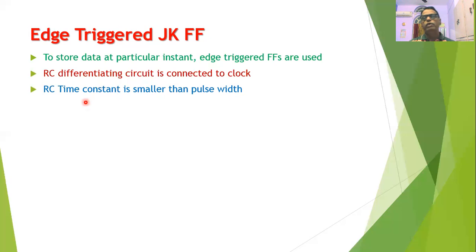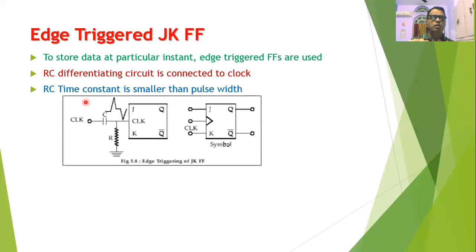Now, whenever we connect the circuit, we need to take care that the RC time constant must be kept smaller than the pulse width. So suppose I have been given a JK flip-flop, and to the clock input, I will connect an RC differentiating circuit where the capacitor C is connected in series with the clock input and resistance R is connected in parallel with the clock input. Now, whenever we apply a square clock pulse, because of this RC differentiating circuit, we will generate two spikes. A positive spike will be generated at the leading edge, and a negative spike will be generated at the trailing edge of the clock pulse.